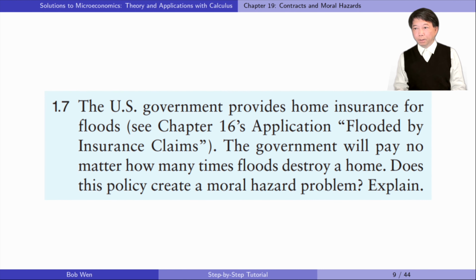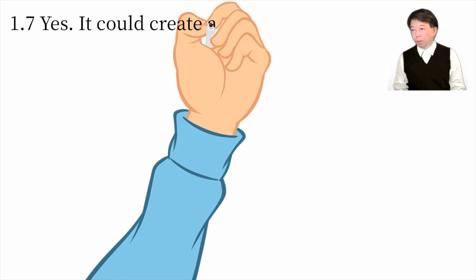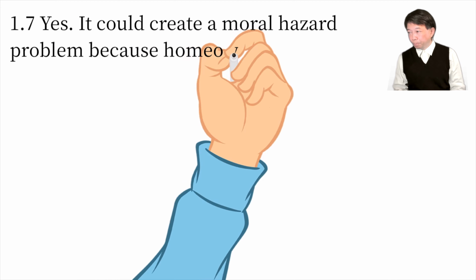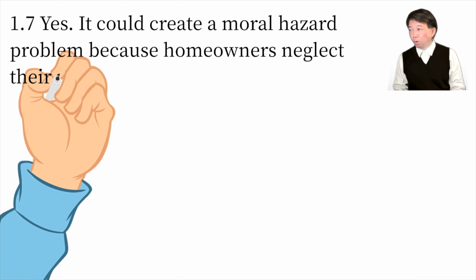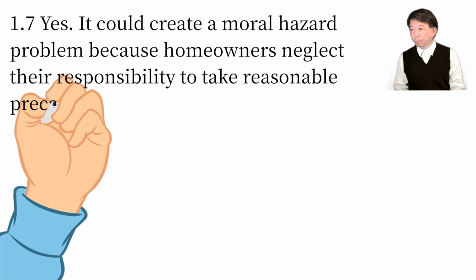Let's answer exercise 1.7. The U.S. government provides home insurance for floods. The government will pay no matter how many times floods destroy a home. Does this policy create a moral hazard problem? Explain. Yes, it could create a moral hazard problem because homeowners neglect their responsibility to take reasonable precautions, increasing the chance of damage.